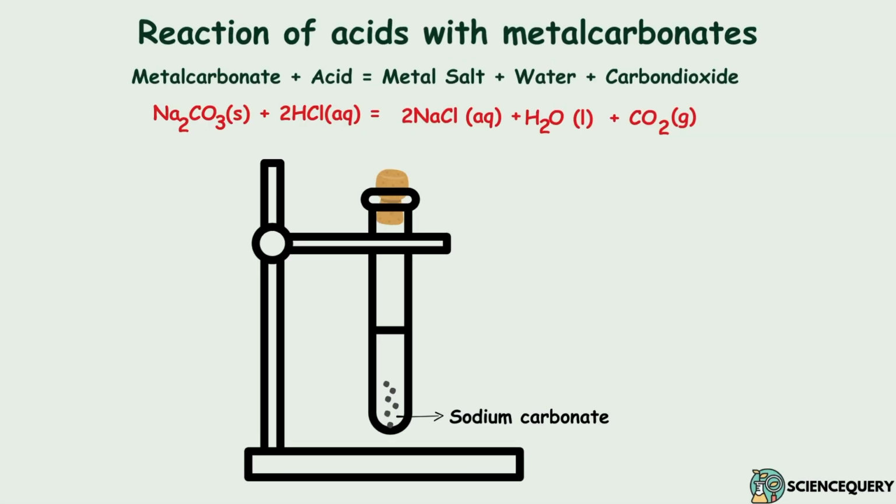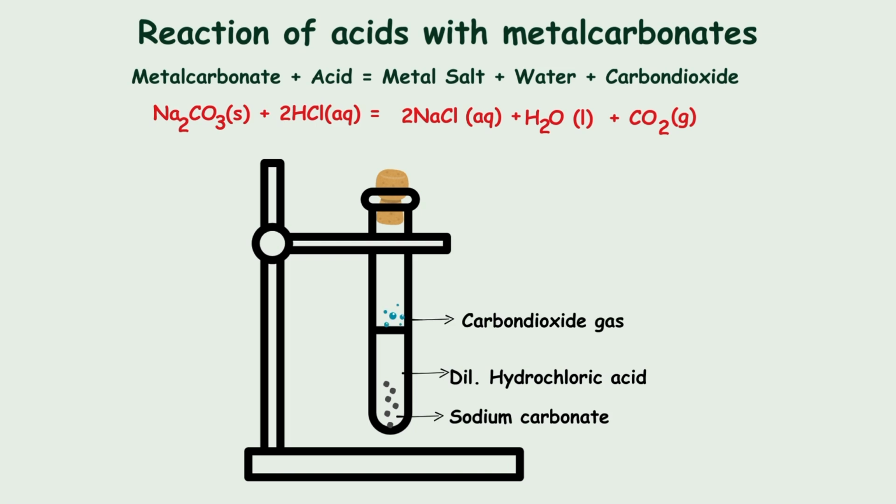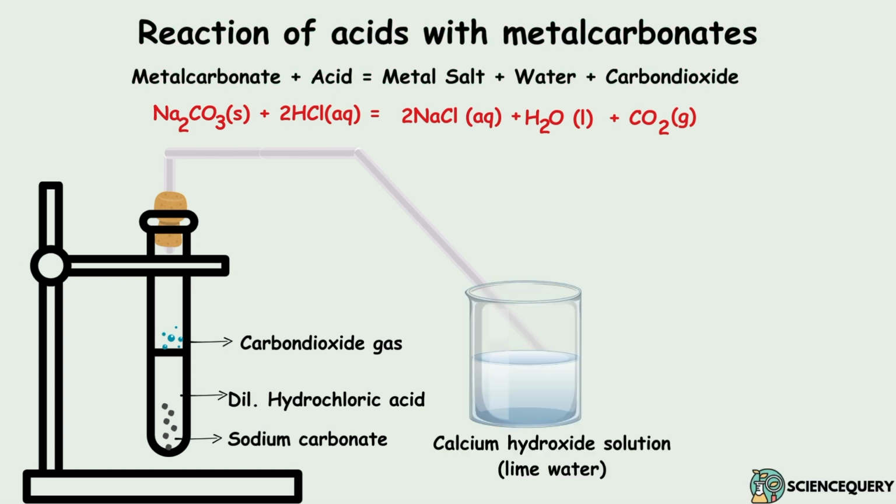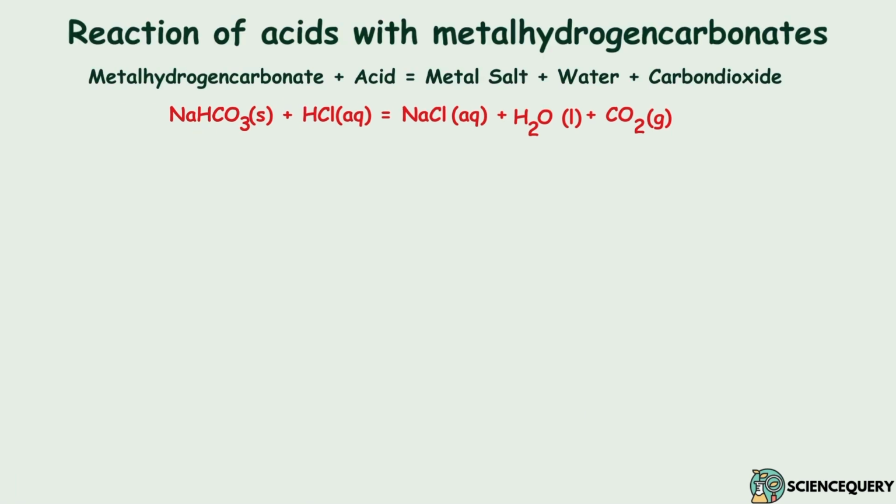Next is the reaction of acid with metal carbonate. Here sodium carbonate, that is a metal carbonate, when reacts with acid, that is hydrochloric acid, it forms carbon dioxide and NaCl and H2O. When this carbon dioxide gas is passed through calcium hydroxide solution, that is lime water, it turns the calcium hydroxide solution milky, forming white precipitates of calcium carbonate.